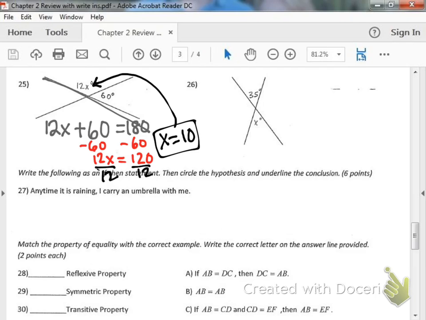All right, 26. What kind of angles are these? These are the vertical angles. These are congruent, so x equals 35. That's it. Already solved. No math really there.